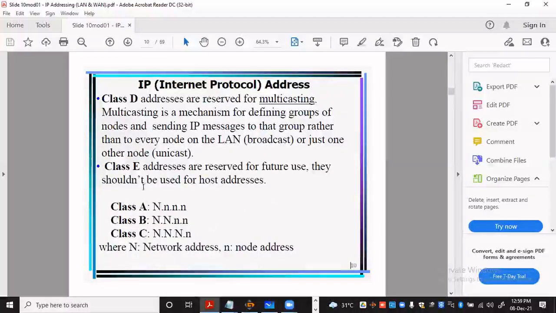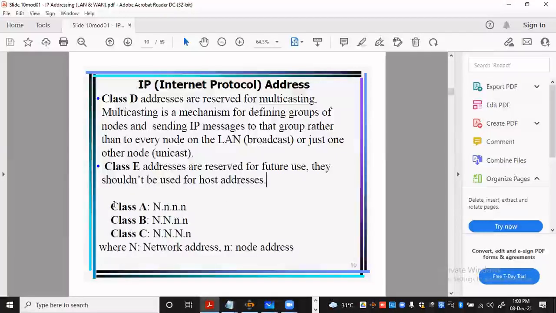Class D and E have been reserved for specific purposes. Class D is usually used for multicasting. Multicasting is a mechanism that is defined for various groups of nodes and used to send IP messages to those groups, rather than to every node on a network, as in broadcast. Class E addresses are reserved only for future use. So it's only class A, B, and C that are the most widely used IP addresses.